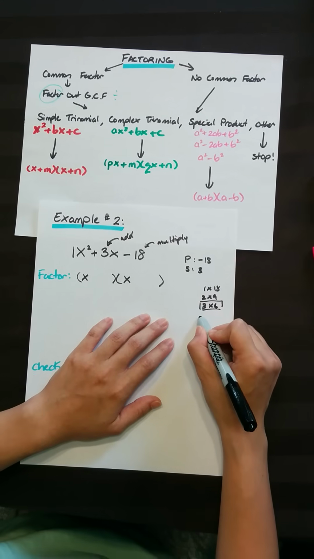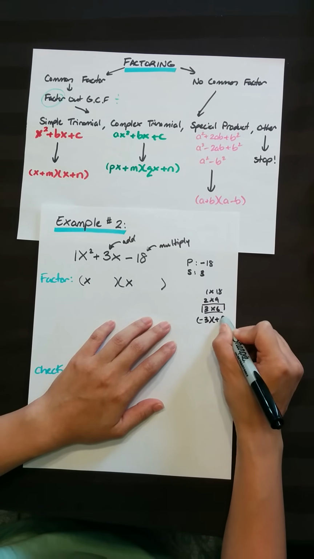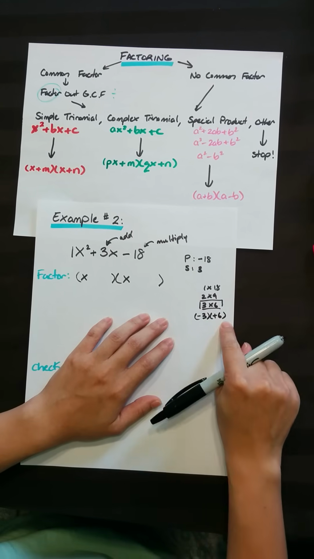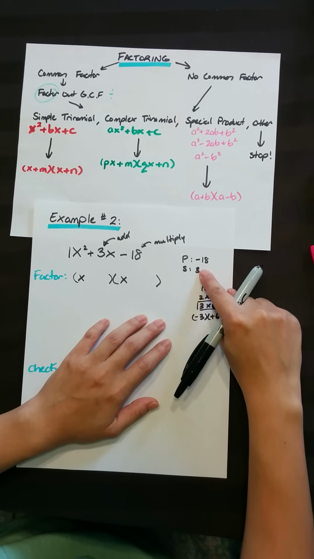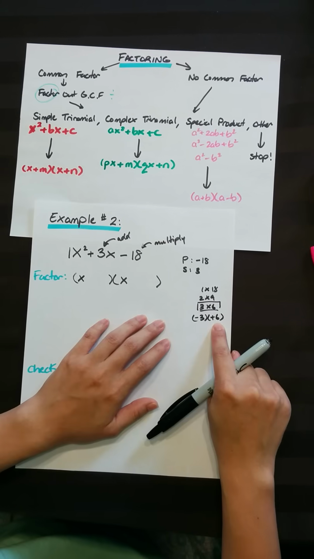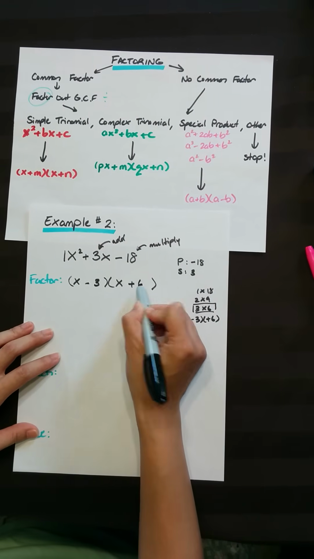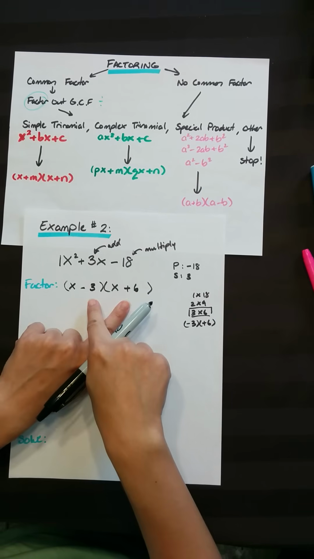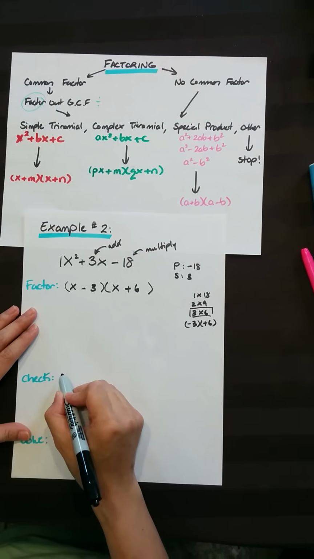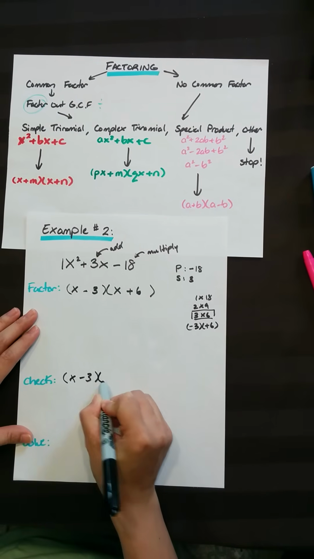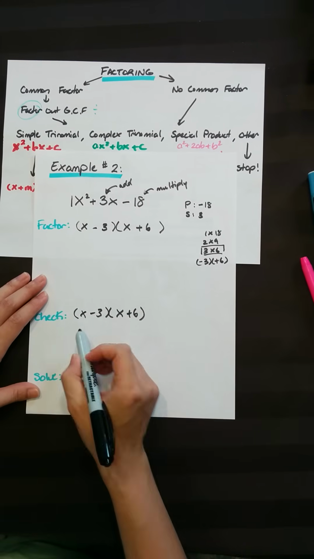So what if we had negative 3 times positive 6? That makes negative 18. And they also add now to 3. So these are my 2 numbers that I'm looking for. I'm going to put the negative 3 right here and the positive 6 right here. And it doesn't matter which order, these could have been switched. Okay, so there's my answer right there. And just to check it, I'm going to take my answer, x minus 3 and x plus 6. And then I'm going to expand it.